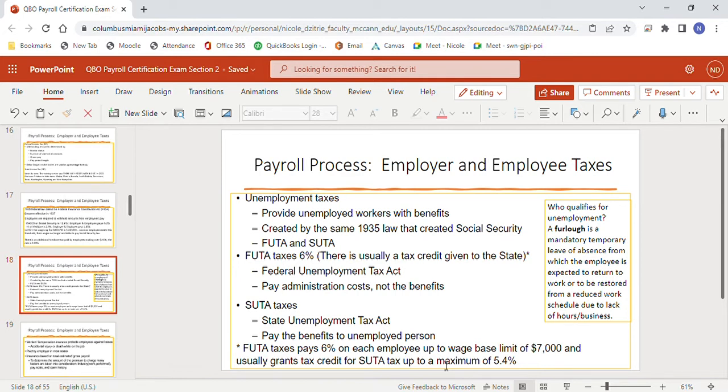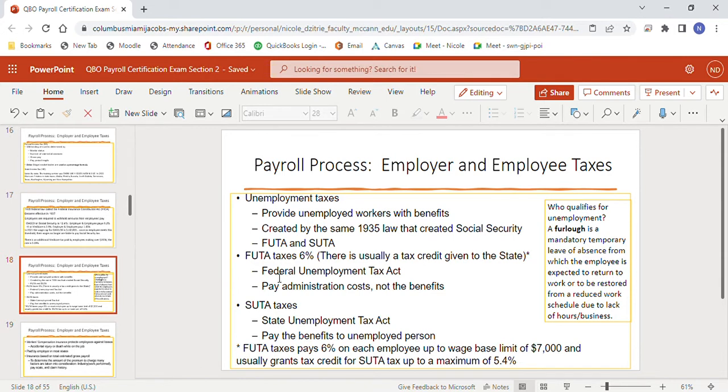So FUTA taxes are 6%. And there's usually a tax credit given to the state, which is about 5.4%. I put it down here. And then SUTA is dependent on the state. Every state is different. So it all depends on what the unemployment rate is in that state, the job industries, and so on.